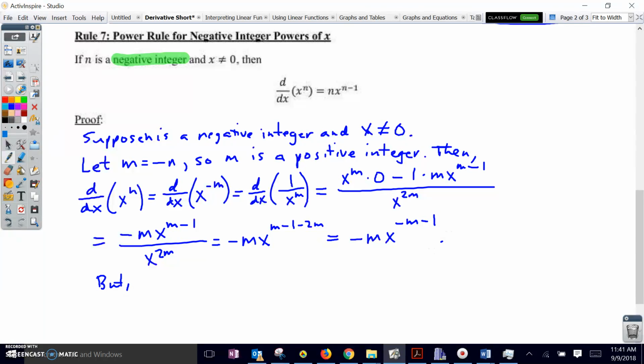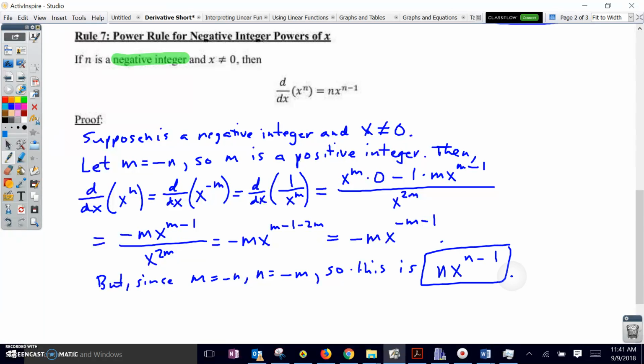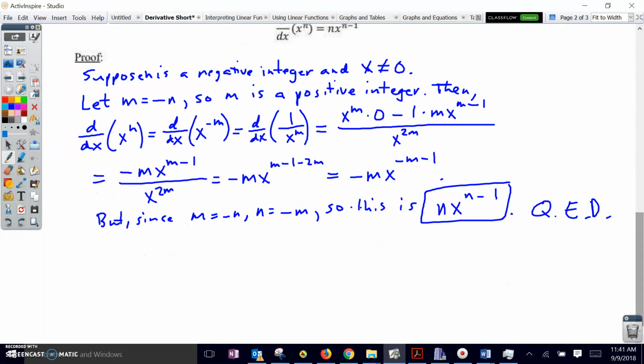But since m equals negative n, n is equal to negative m, so I'm just going to replace the negative m's with n's: n x to the n minus 1. And we're done. There's the proof of the power rule for negative integers. Alright, let's do some examples using this.